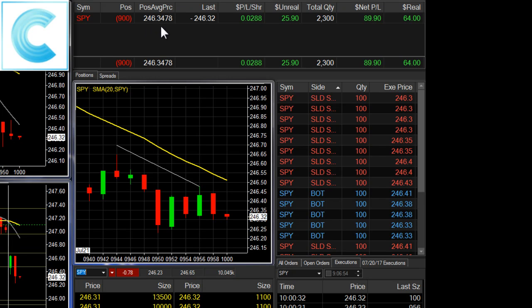As you can see, my average price currently with 900 shares is at the 34s. Current price is the 32s, so still need a little bit of caution in where the price currently is and need to protect it accordingly.